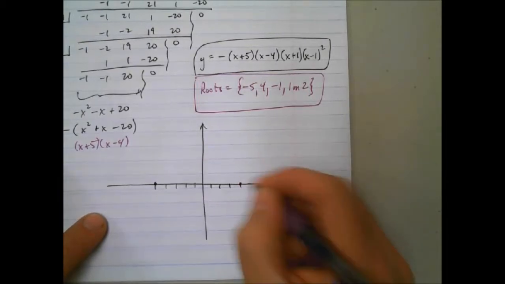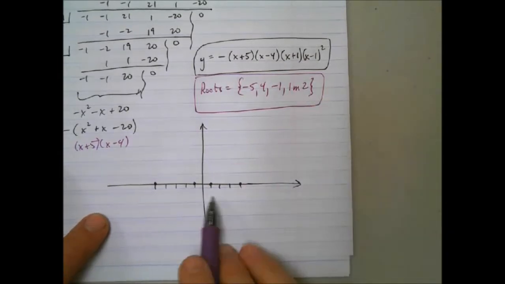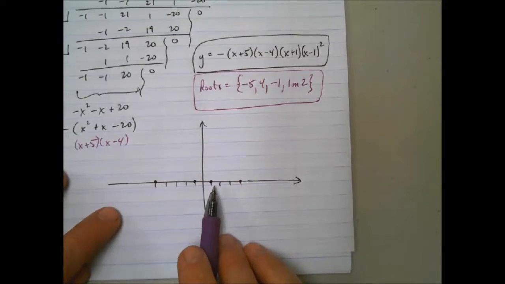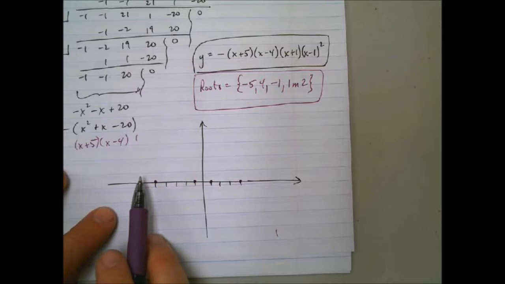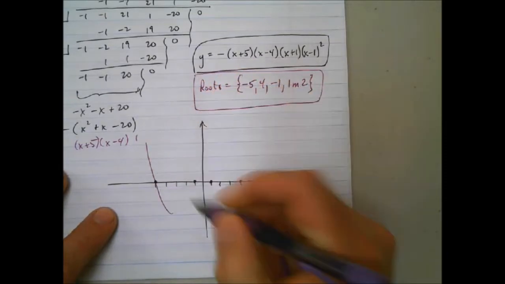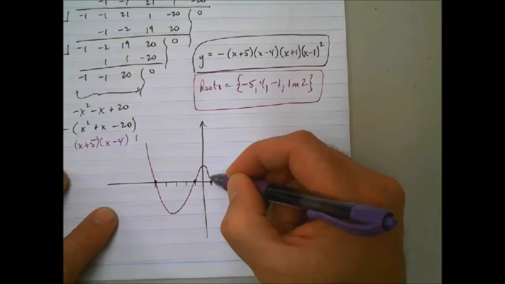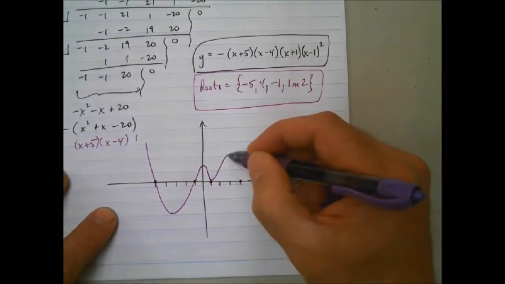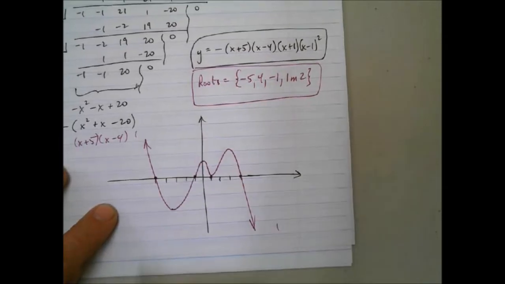We've got -5, +4, -1, and +1. Now the only one that bounces is at +1. Remember, we already looked this over and we determined it was a high to low, so high to low, and it bounces at the positive one, but it goes through at all the others. So starts high, goes through, bounces, and goes through, ending low.